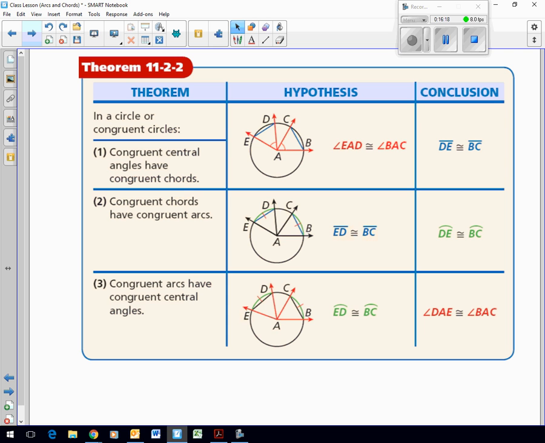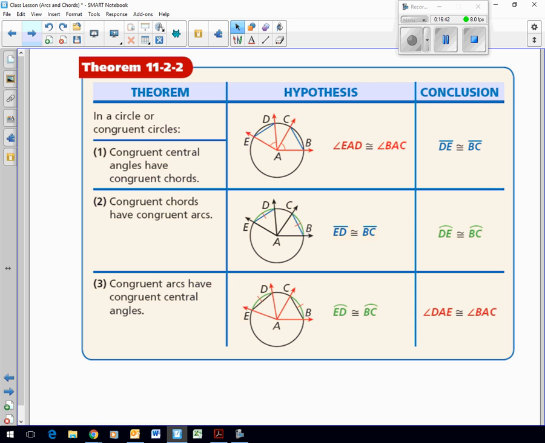If I have congruent central arcs, is there such a thing as a congruent central arc? No, there's not, because they're called congruent central angles. Cool. Congruent central angles have congruent chords. Congruent chords have congruent arcs. Congruent arcs have congruent central angles.